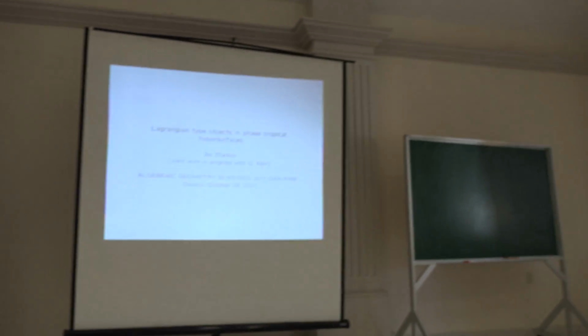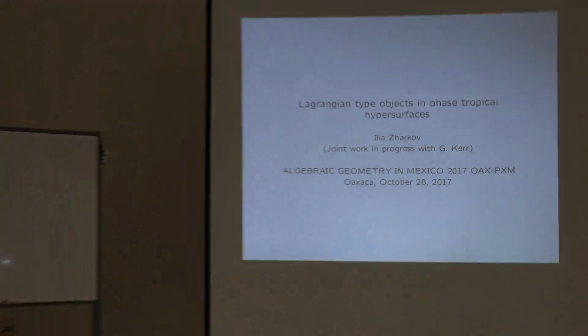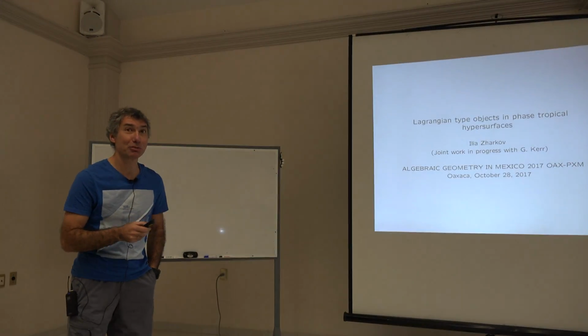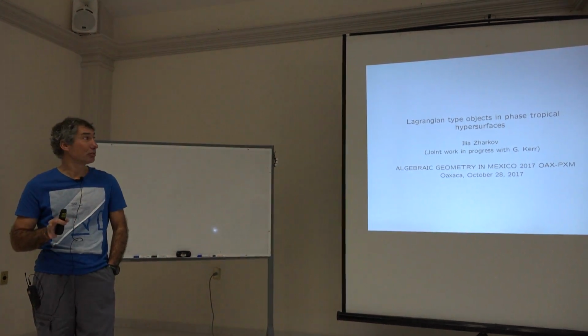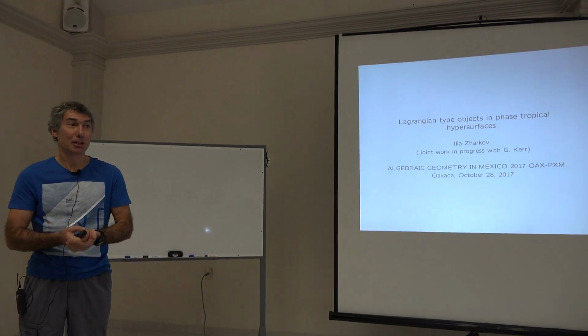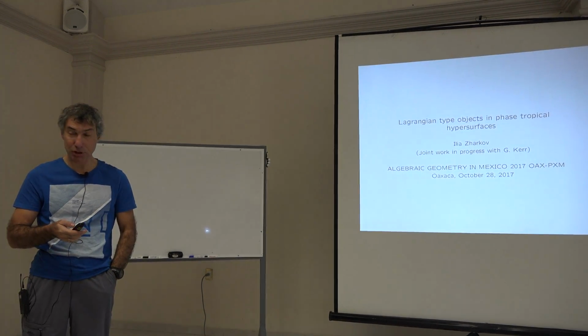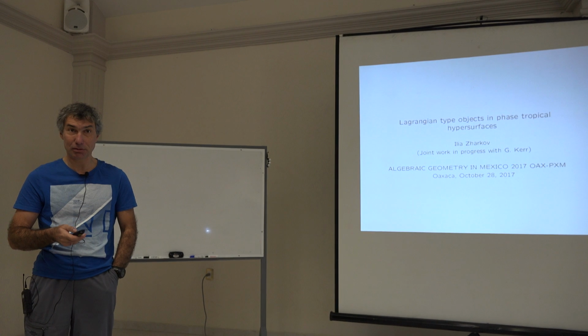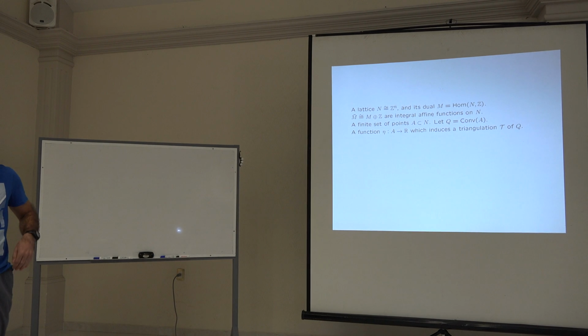We'll talk about Lagrangian topologies in tropical hypersurfaces. So thank you very much for the invitation. It's a great honor to speak here. My main point of the talk would be to advocate for this object, which is called phase tropical varieties. I'll be talking about hypersurfaces. It's a combinatorial object, which is very computationally useful if you want to do any kind of mirror symmetry, for instance. So let me start with the basic data.